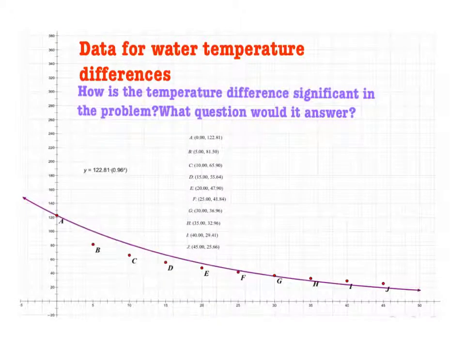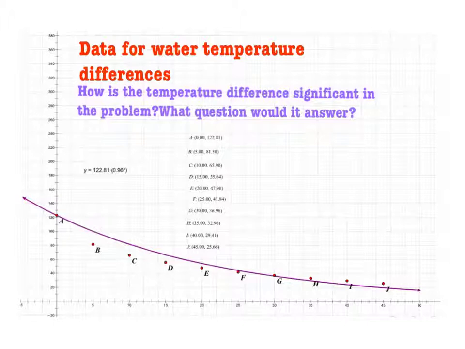Data for water temperature differences. How are the temperature differences significant in the problem, and what question would the data answer? The data is shown in three different ways. This is the table, this is the graph, and this is the equation. The data of water temperature differences are important in this problem because it can help you find the difference between the temperature of boiling water and room temperature at any given point during the experiment.